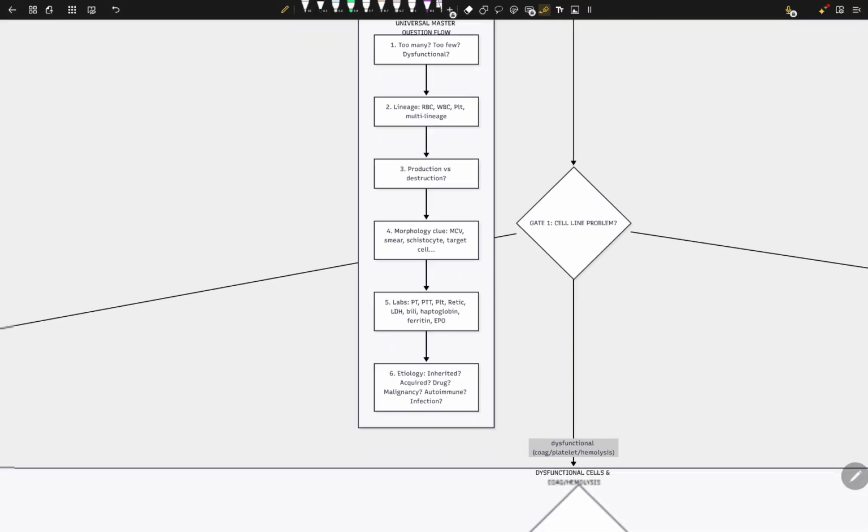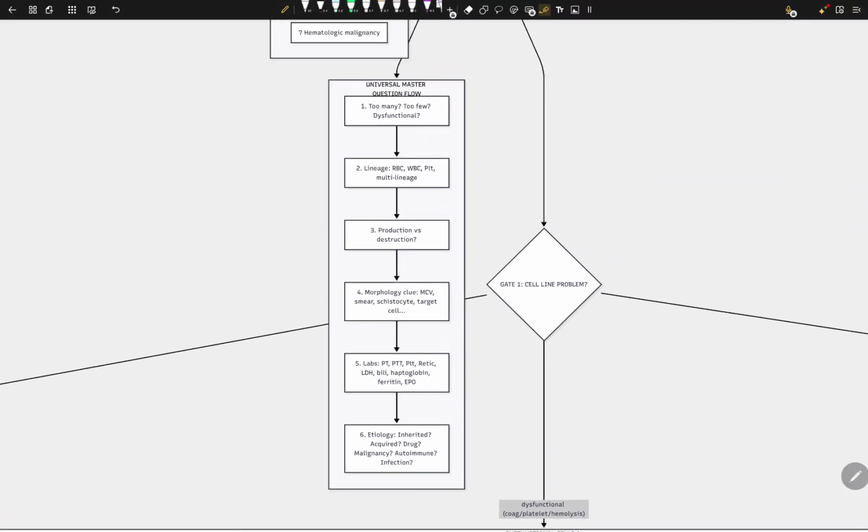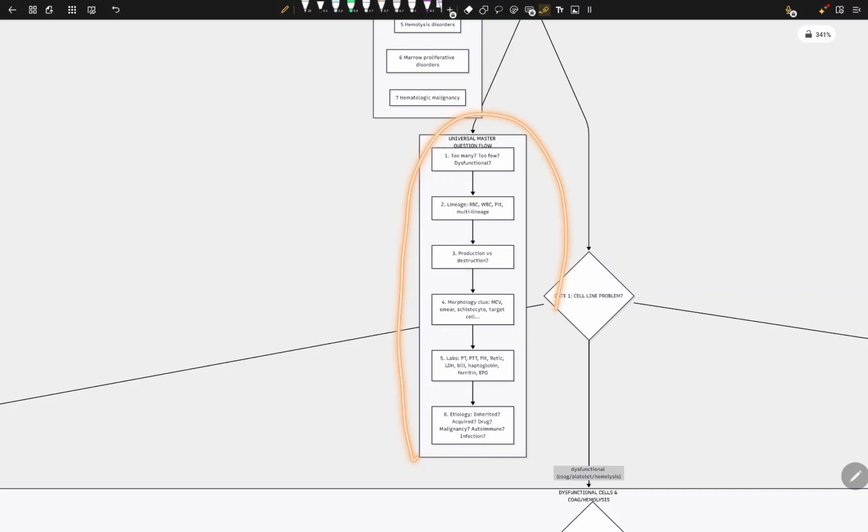LDH. And then we can always think, what's the etiology? Is it inherited? Is it drug induced? Is it some sort of malignancy? Is it autoimmune, right? So we can have some idea, right? So this is a universal plan. This is a universal question that we can ask the patient, or maybe look at the question in this way.